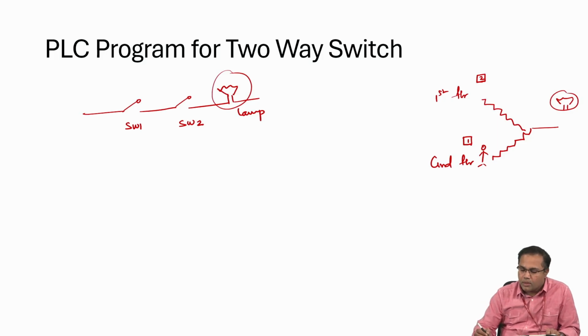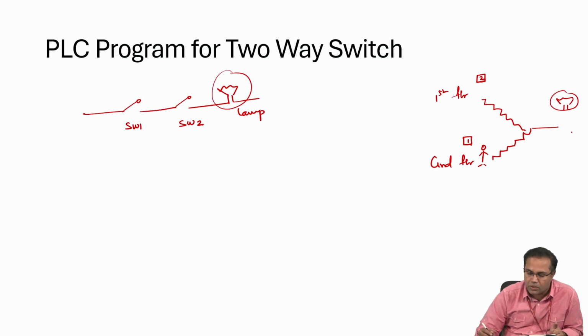Now, if the person is on the ground floor, he will make use of switch 1, take the staircase, and once he reaches the first floor, he can use switch 2 to turn off this lamp. That's case 1. Case 2: if he is on the first floor, he can use switch 2 to turn on the lamp, and after taking the stairs, he can use switch 1 to turn off the lamp. So these two switches can be used to turn on or turn off. Understood?